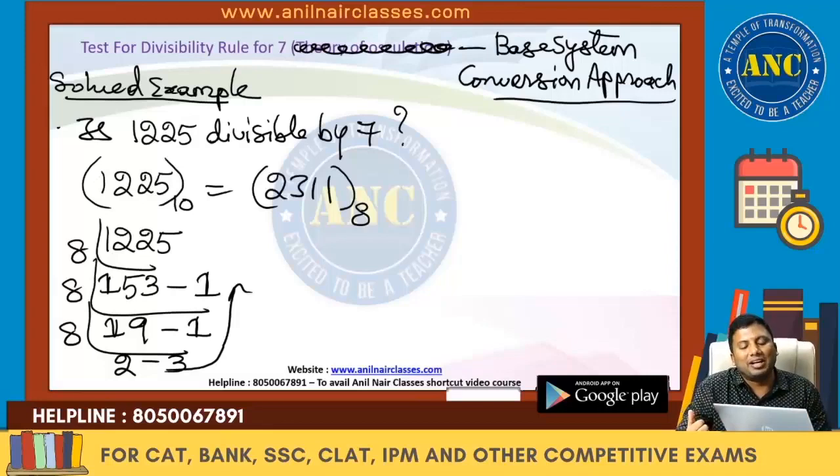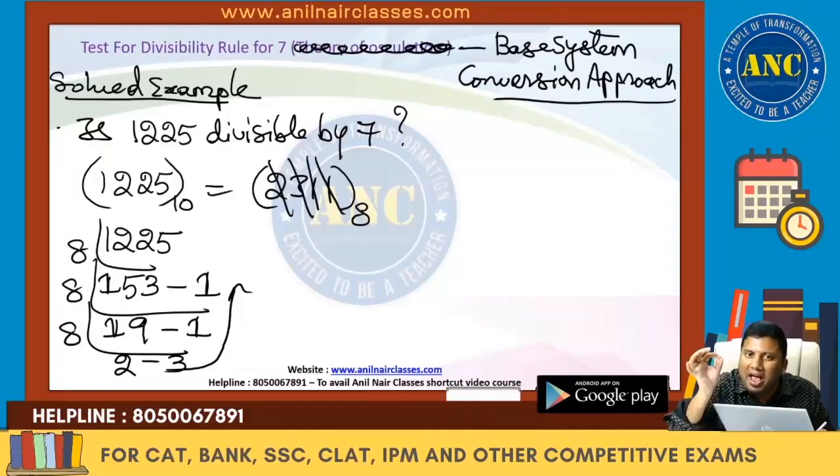What is the divisibility rule for 7 in base system 8? The sum of the digits should be divisible. 5 plus 2 is 7, so it is divisible. This is how I want you to think. In earlier classes I discussed the divisibility rule for 7 as: take a group of 3 digits, alternately add and subtract, and 10 power 6 by 7 is 1. All these we discussed. This is a very different way of looking at it.